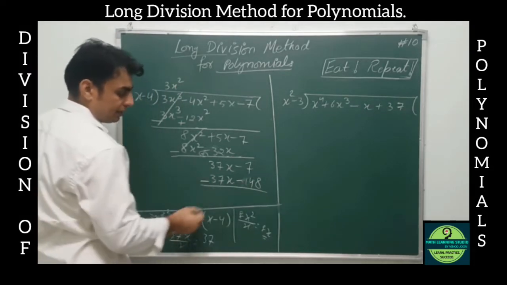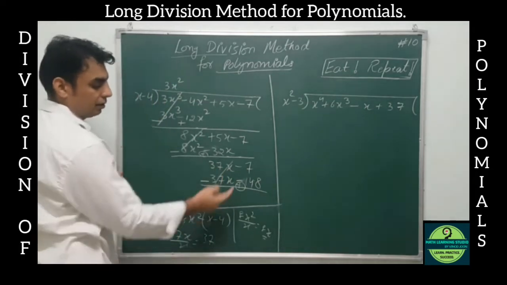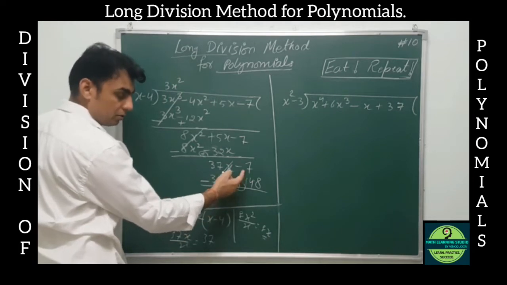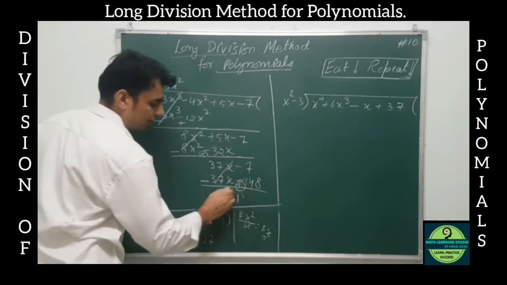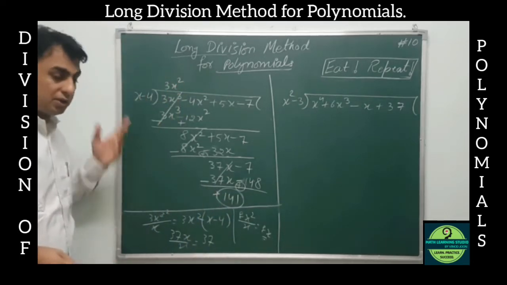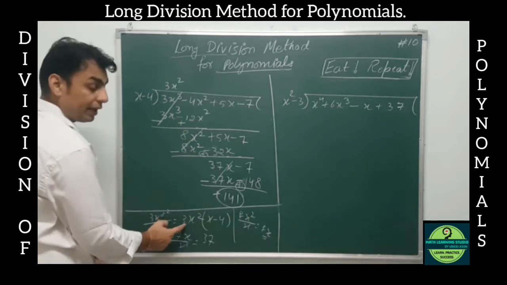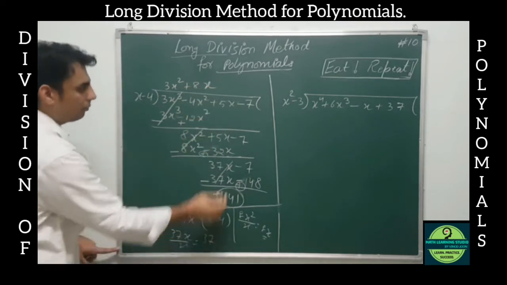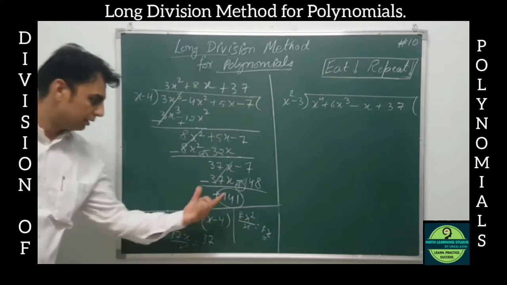So for this we change the sign. This becomes positive. So this will be cancelled. Now minus 7 and plus 148. So minus and plus, this will become plus 141. This is the remainder. So we got, okay, I forgot to write the quotient. And this thing helps you there also. So it was first 3x square, then we had plus 8x, and then we had plus 37. So this is the quotient. This is the remainder.